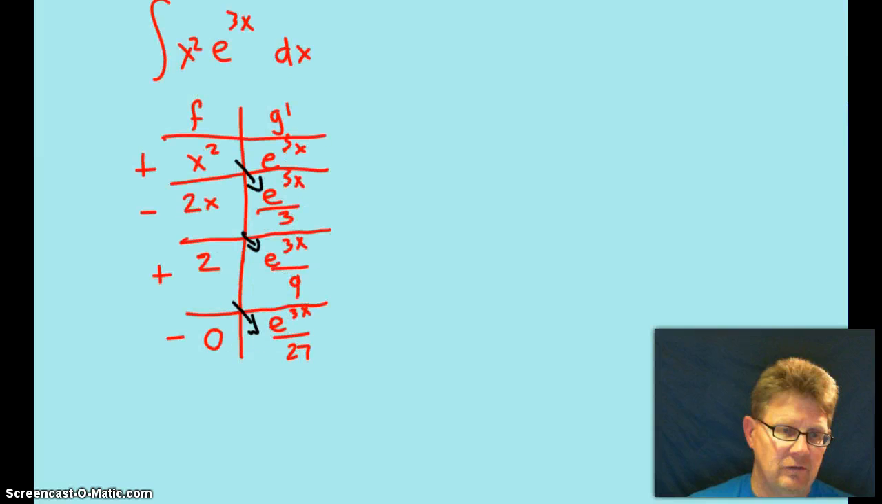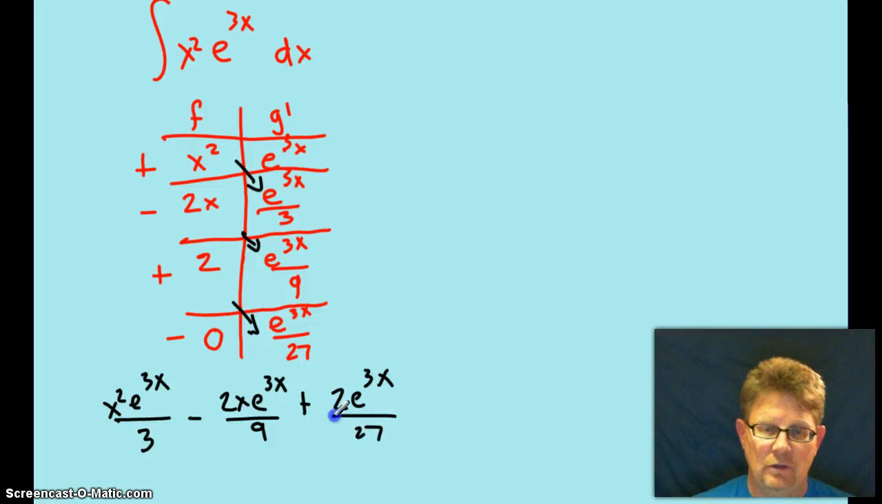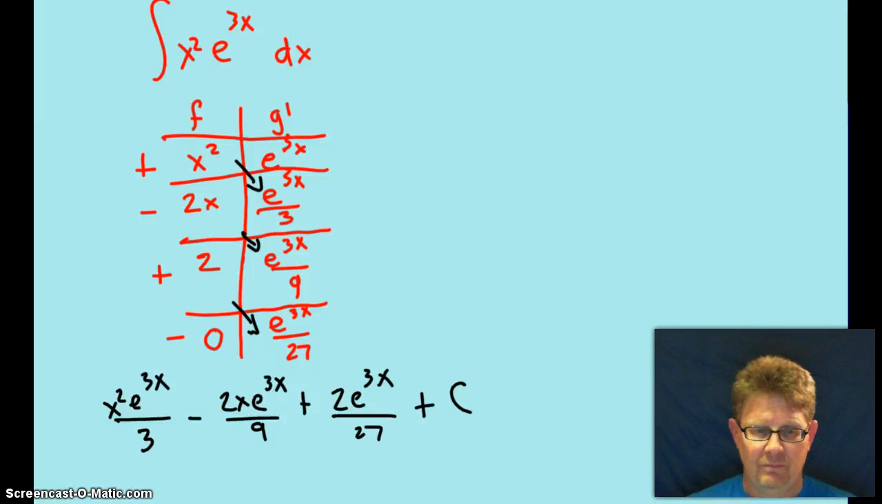So our final answer, our integral, will end up having a result of x squared e to the 3x over 3 minus 2x e to the 3x over 9 plus 2 e to the 3x all over 27 plus an arbitrary constant. This does conclude Indefinite Integrals Lesson 4, Tabular Integration. Integration by parts, somewhat easier. Goodbye.